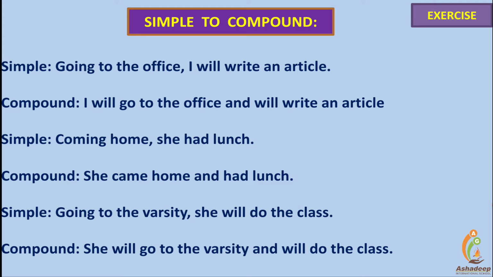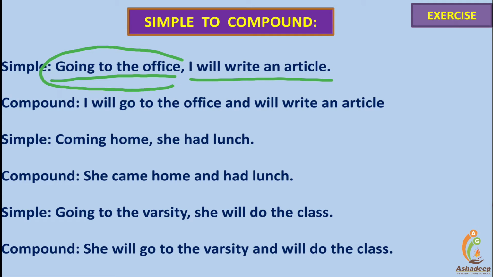Here are a few examples before us. So let us go through them in detail. Here is the first sentence before you: Going to the office, I'll write an article. Here you can see, friends, the sentence is divided into two parts: going to the office, and I'll write an article. The latter one is a clause, a full sentence, since it has a subject, I, and verb, will write.